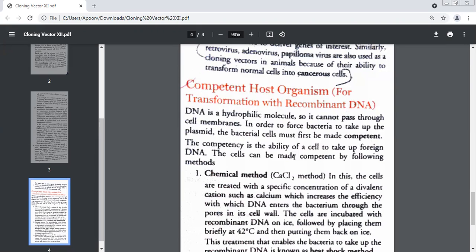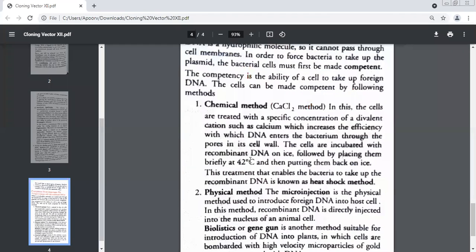We have to make the hosts competent. Is it okay for everybody? Everybody understood what is a competent host? Those hosts which can accept foreign DNA are known as competent hosts, but we do not have competent hosts. We have to make the host competent.